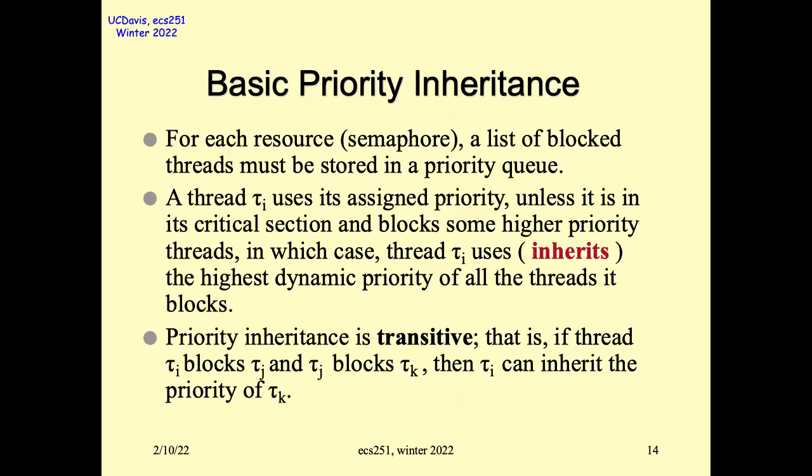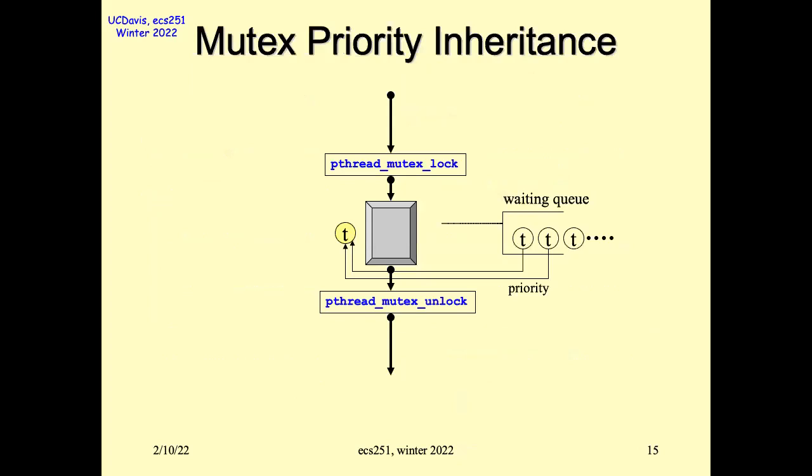So the basic priority inheritance protocol means that each mutex, which is a mutual exclusion, has a waiting queue for every task that wants to enter this particular semaphore. Okay, so we have a queue that looks like this. By the way, that queue is not a FIFO queue, it's a priority queue.